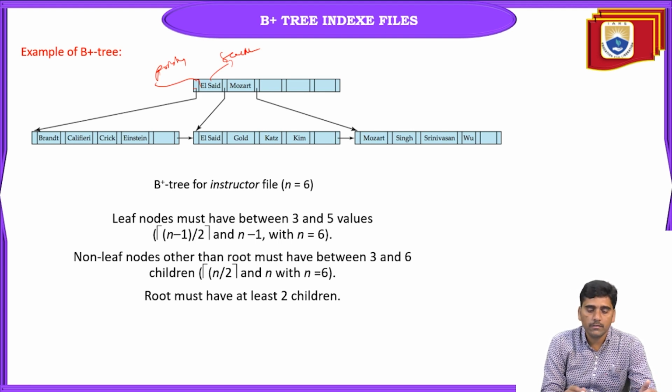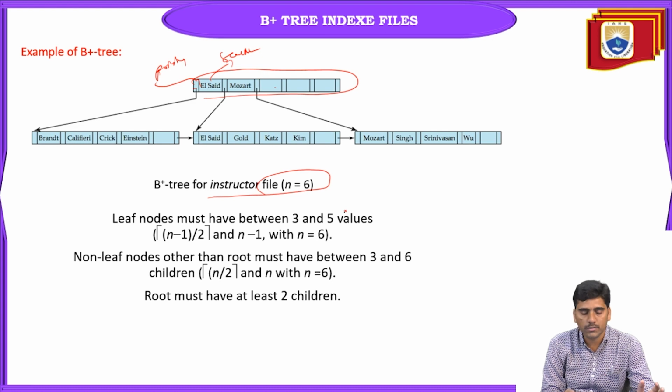So here each and every root node has more than 5. So the B plus tree instructor file is what? n equals 6. So leaf nodes must have between 3 and 5 values. So the condition is what? n minus 1 by 2. So n minus 1 by 2 is nothing but 6 minus 1 by 2, and n minus 1. So that is nothing but we can have 3 and 5.